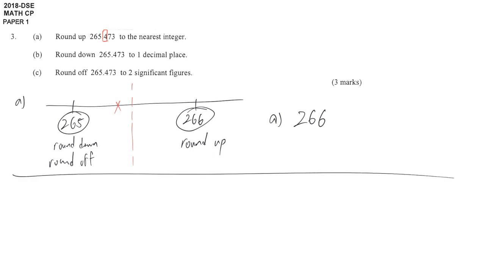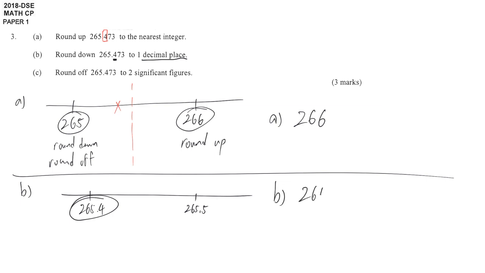And then in part B, we use a similar method. Now this time the number is more detailed. They say 1 dp, so that means we are accurate until this digit, but all after this digit, we just neglect. So we have 265.4, and the next interval is 265.5. And in this case, they ask us to round down, so it's straightforward. Round down, we just choose the smaller one to represent it. So part B answer is 265.4. Don't be affected by the other digit because we are not using round off, we are using round down.